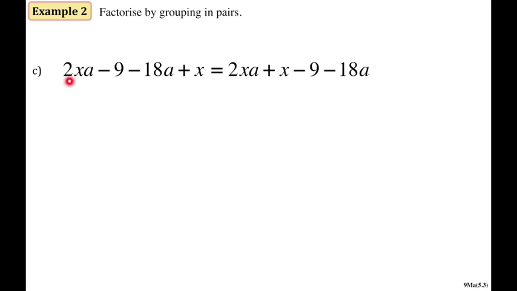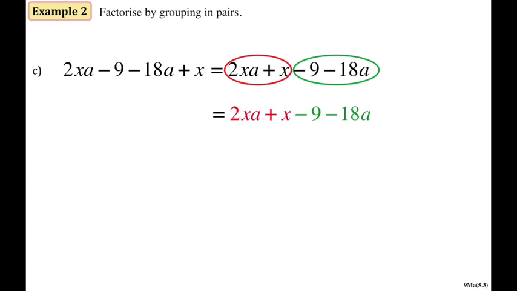So I'm going to write the 2xa first. I might write the x next because they've both got x's. And then I'll write the minus 9 and the minus 18a. So it's the same question, just written with the terms in a different order. Now when I look at the terms, consider the first two terms, I'll write them in red. The last two terms, I'll write those in green. If I look at the red parts, what do they have in common? The letter x. So I can take out x as a common factor.